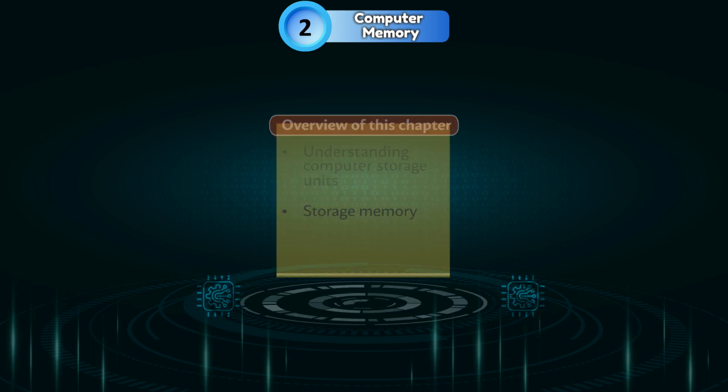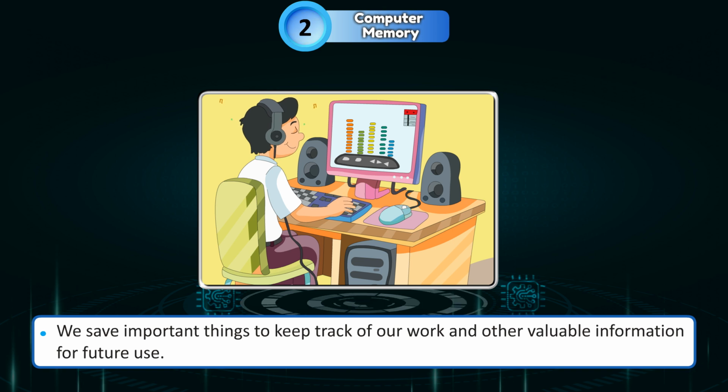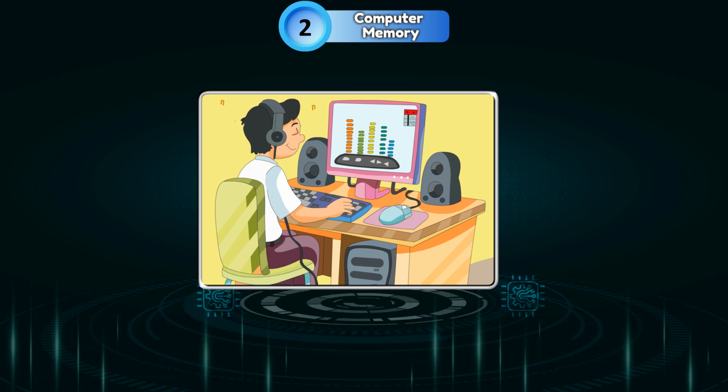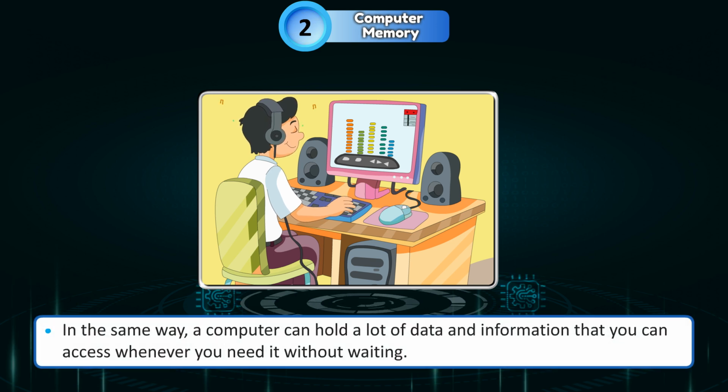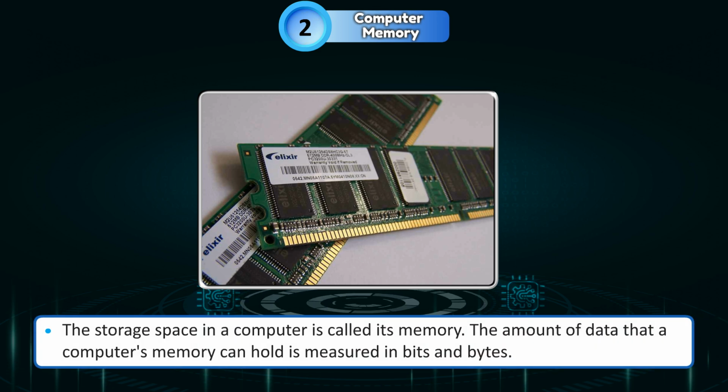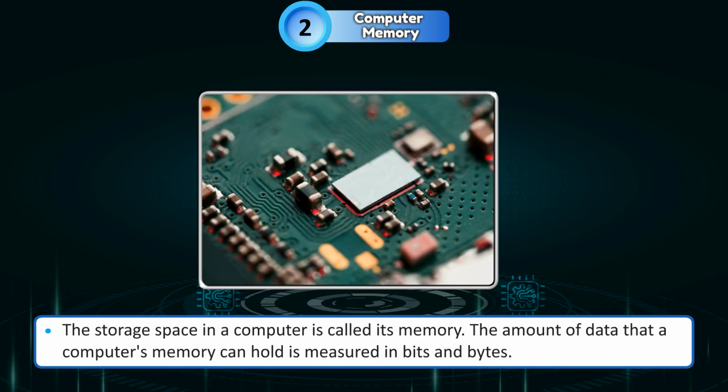Storage memory. We save important things to keep track of our work and other valuable information for future use. The reason for storing things is to keep them safe and retrieve them when needed. In the same way, a computer can hold a lot of data and information that you can access whenever you need it without waiting. The storage space in a computer is called its memory. The amount of data that a computer's memory can hold is measured in bits and bytes.